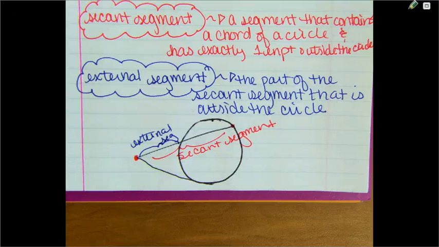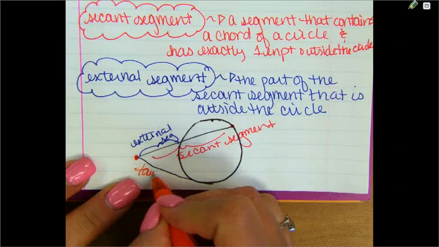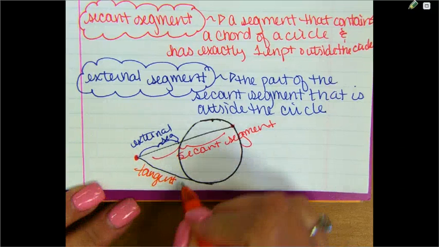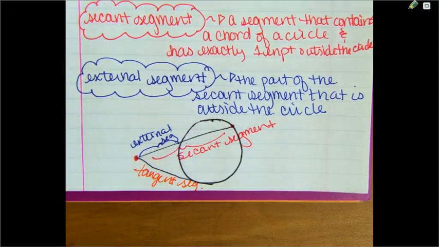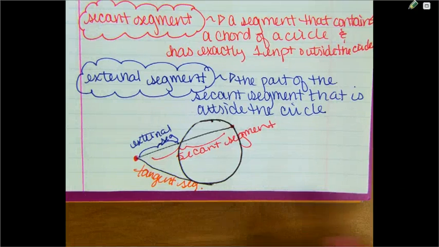What do you think the bottom one is? It has no name, but what do you think it is? Tangent. Why is it tangent? Because it touches the circle how many times? Okay. Make sense? Okay.